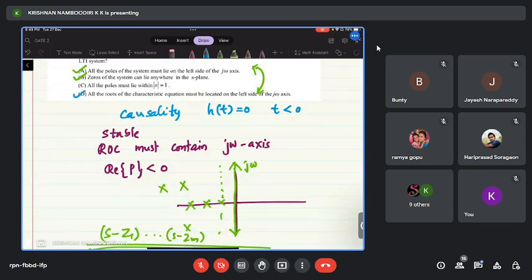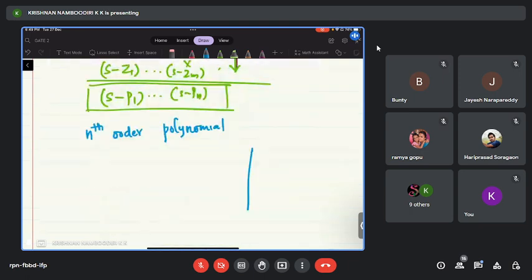That is also correct. So now the incorrect one is that all the poles must lie within modulus of s equal to 1. That means what they are saying is that all the poles must lie in this circle, modulus of s equal to 1. This need not be true, correct? The poles can lie anywhere on the left side of the j omega axis if it's a causal and stable system.